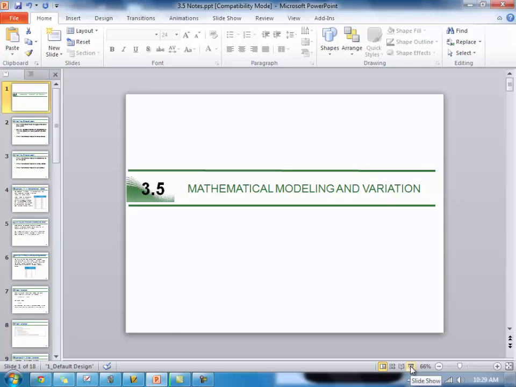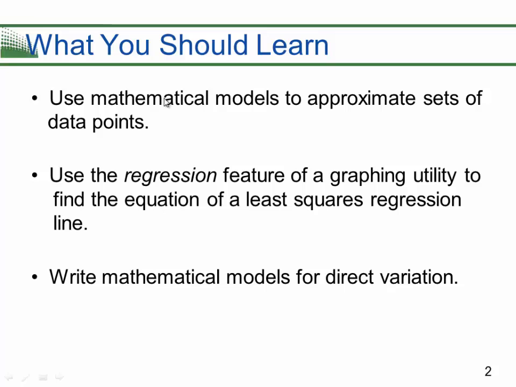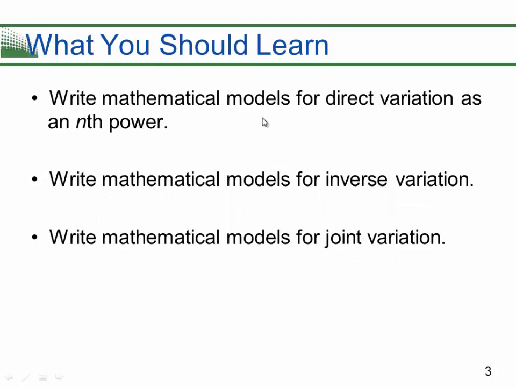All right, so we're going to do some more modeling today with some variation. We'll make some equations from data points. We'll do some regression. We'll write equations with direct variation. We'll do inverse variation. We'll also do both, a combination, which we'll call joint variation. It's all stuff you've done before.